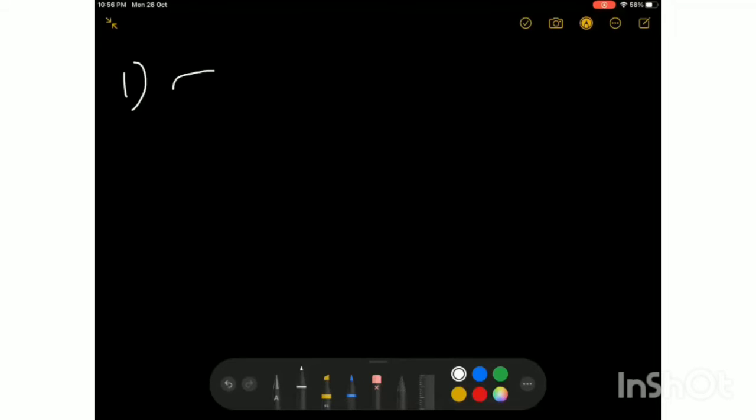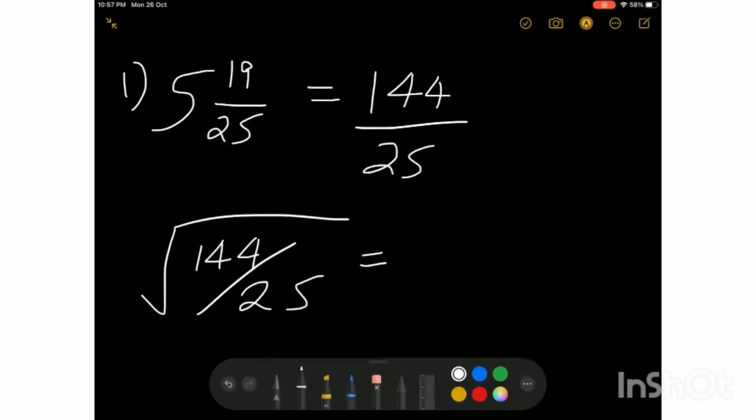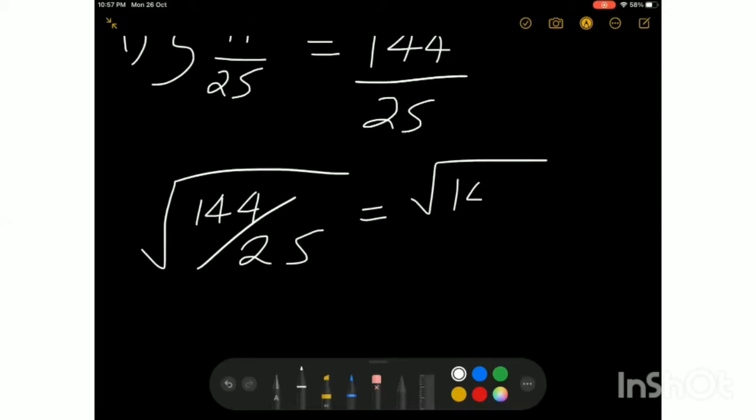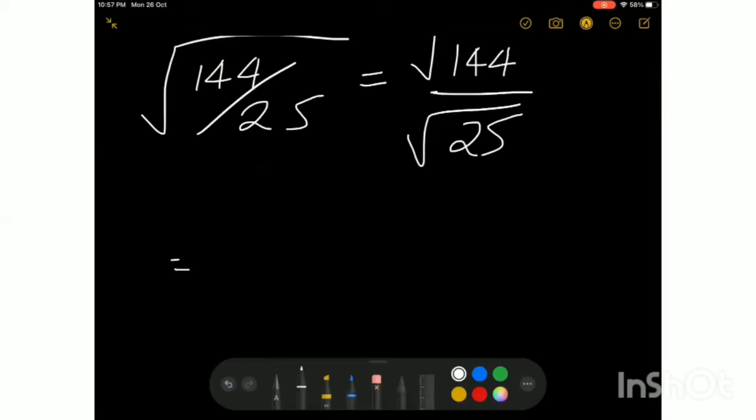Let's take the number 5 18/25 (five and eighteen twenty-fifths). So 5 into 25 is 125, plus 19, gives 144 by 25. So the square root of 144 by 25 is the square root of 144 by the square root of 25. And then we write it as the square root of 12 into 12, since 12 into 12 is 144.